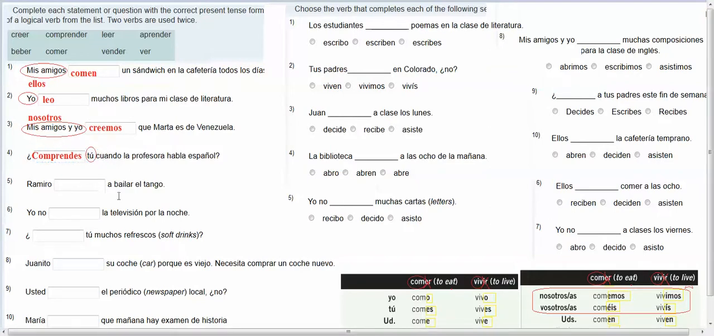Okay, "Ramiro blank a bailar el tango." He learns how to dance the tango, or yeah, so aprender. Okay, who is it that's learning? It's Ramiro, which is the same thing as he.